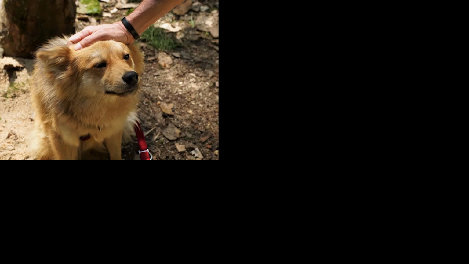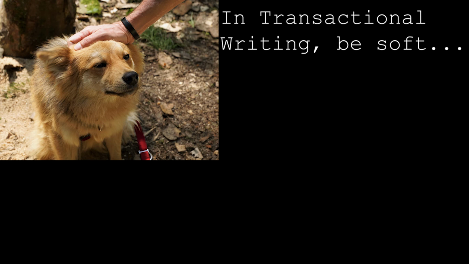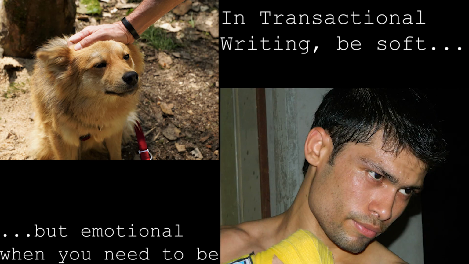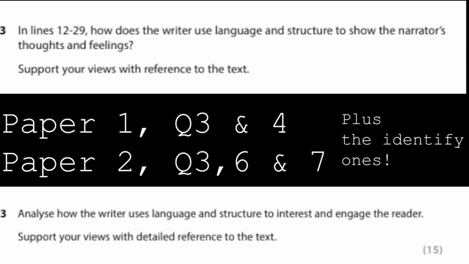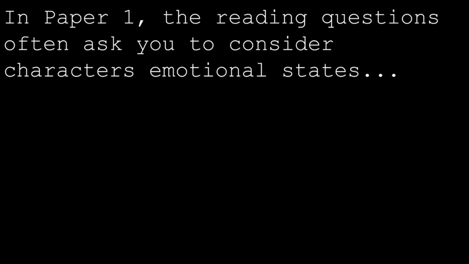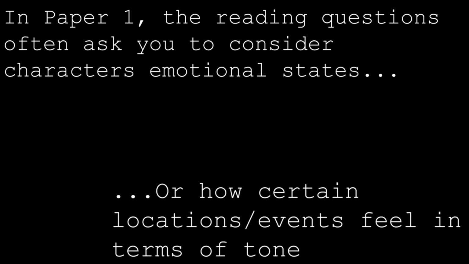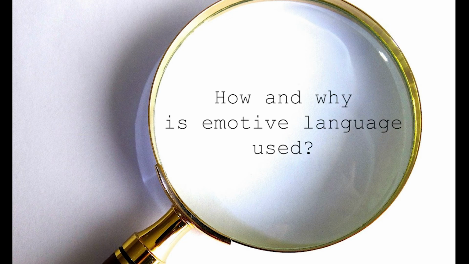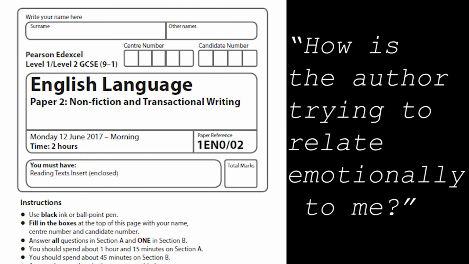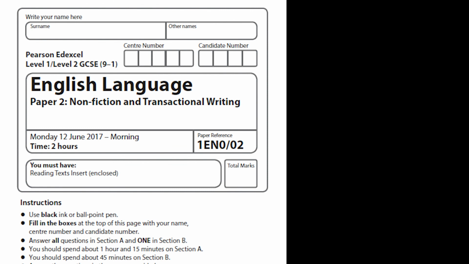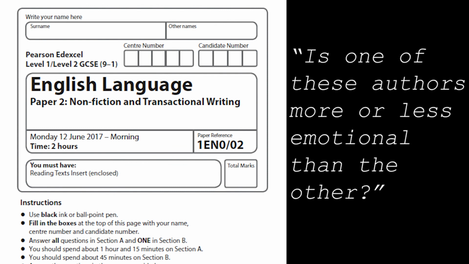Now in your transactional writing, your feelings need to be soft enough to lure the reader in and remain professional, but hard enough to make your point. In your reading questions, emotive language is a big point scorer in the analysis questions across both papers. In paper 1, questions relating to the mental state or feel of a scene are quite common, so identifying how and why the emotive language is used is really important. In paper 2, in your evaluation questions, look at those emotional resonances the author's trying to build up with the reader. Think about in your comparison questions, is one more or less emotional, and why?